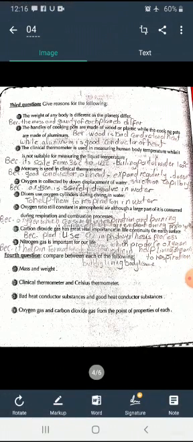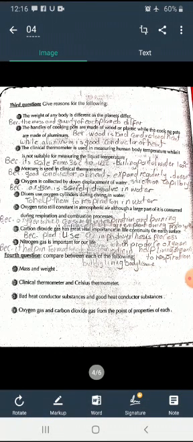Number 8, why carbon dioxide has great vital importance, life continuity on the Earth's surface? Because plants use carbon dioxide in making its food by photosynthesis process, which produce oxygen, which help living organisms to respiration. Number 9, why nitrogen gas is important for our life? Because it helps in formation of protein, which help in building up the living organism's tissue.